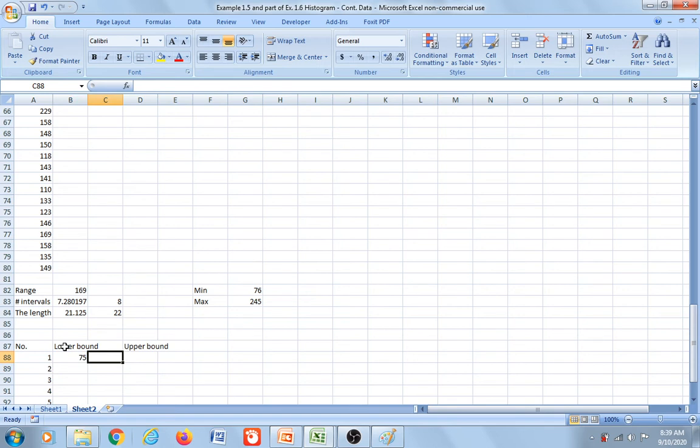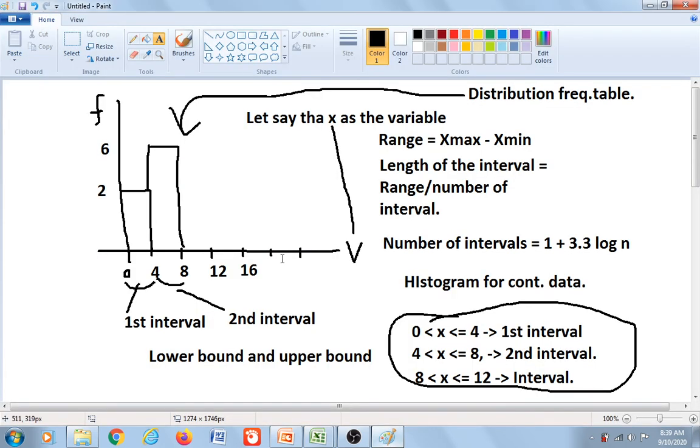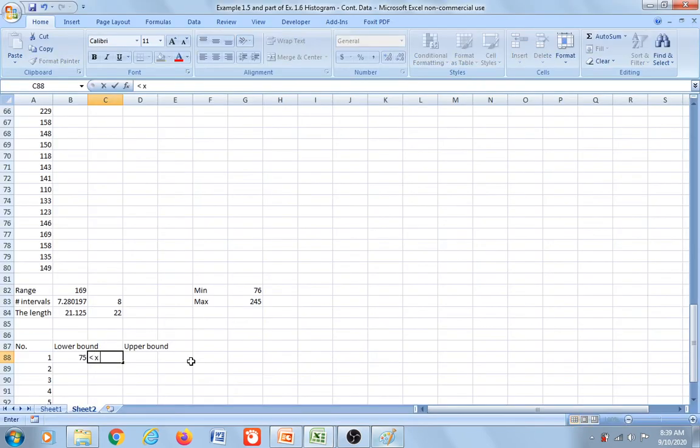Here we're gonna have the notation for the interval. So 75 must be less than x, and x must be less than or equal to another number, and that number is the upper bound. What is the upper bound? The upper bound is the lower bound plus the length of the interval. I need to lock this because I'm gonna copy it down.